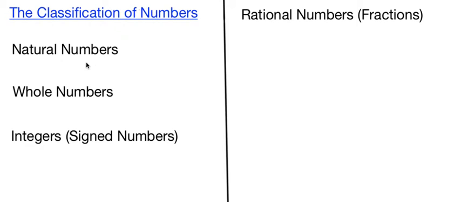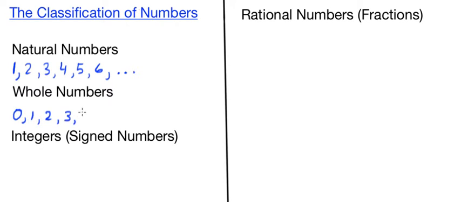Of numbers. Let's start with the easiest numbers to deal with, the set of natural numbers. The set of natural numbers are the numbers that we use to count: 1, 2, 3, 4, 5, 6, and so on. Next, we have the set of whole numbers. The set of whole numbers is the set of natural numbers together with the number 0. So 0, 1, 2, 3, 4, 5, 6, and so on.